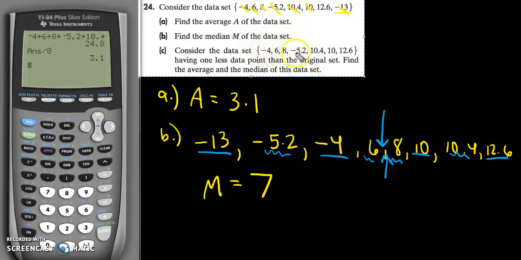Okay, then they give us the same set basically, except they took out one data point. So we have -4, 6, 8, -5.2. They took out 10.4. They took out the -13. So just that last one there they scribbled out. Okay, so I want to do the same thing, find the average and the median.